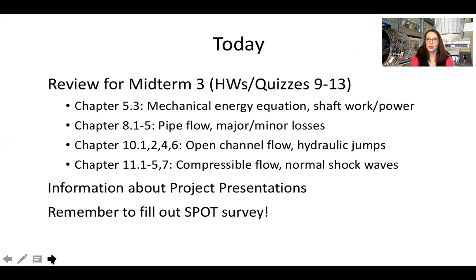So you can also look at the practice midterm that's up on the module for this week. It's the first item in the module, and it will tell you a little bit more information than this. It tells you all of the chapter sections that we cover. Basically chapters 5, 8, 10, and 11, but only select sections. And it gives you a few more details.